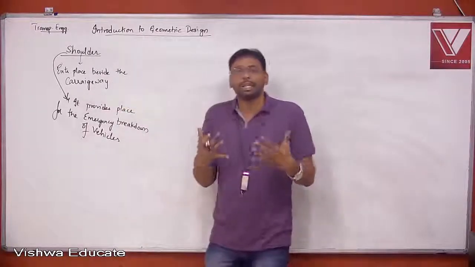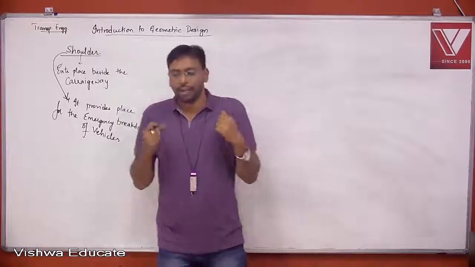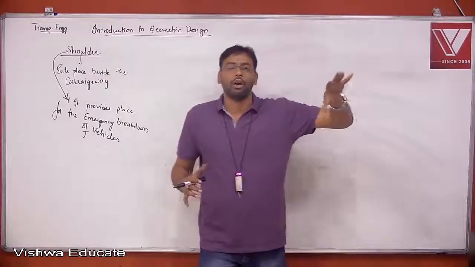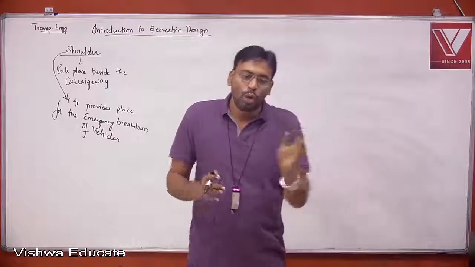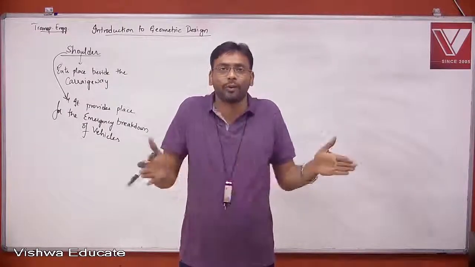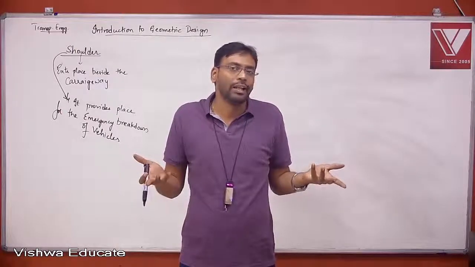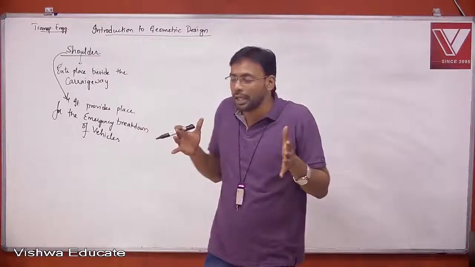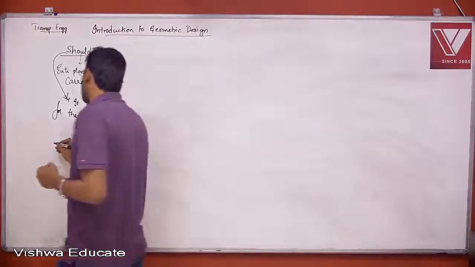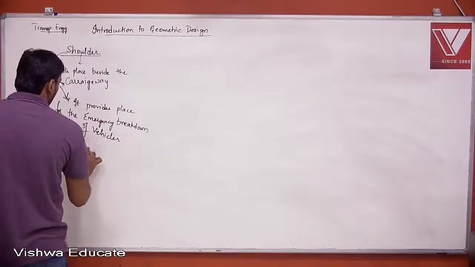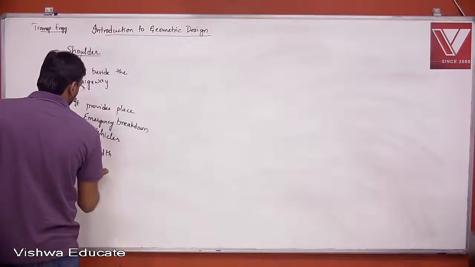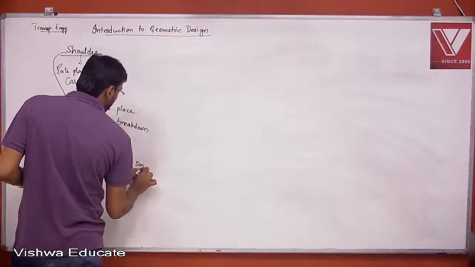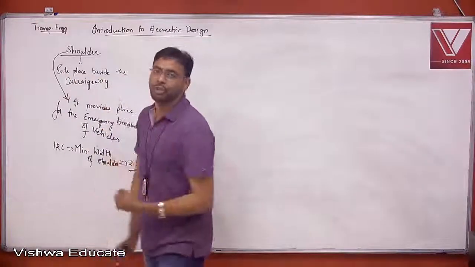Now, what should be the width of the shoulder? Again, common sense. As I said, you should be able to park your vehicle on the shoulder. So it should be able to take one vehicle, right? So what is the width of one vehicle? 2.44 meters, which I've already discussed. So at least the width of the shoulder should be 2.5 meters. So as per IRC, the minimum width of the shoulder should be 2.5 meters.